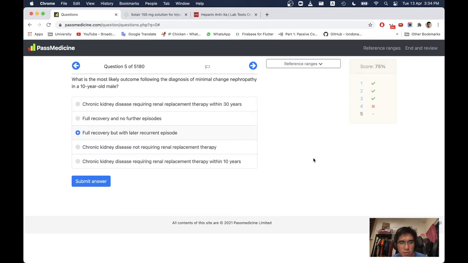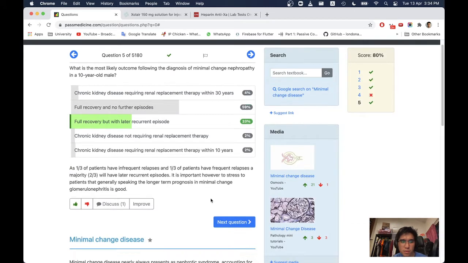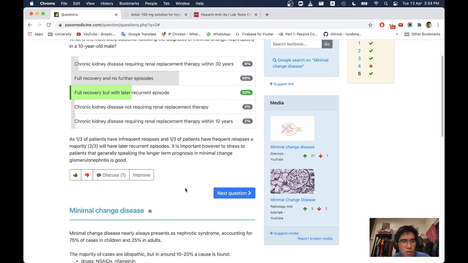Chronic kidney disease, not requiring renal replacement therapy. Chronic kidney disease requiring renal replacement therapy within 10 years. Usually it's full recovery lah, and there's a risk of recurrence as well. So 1/3 of patients have infrequent relapses and 1/3 have frequent relapses, so a majority, 2/3, will have later recurrent episodes. It is important, however, to stress to patients that generally speaking, the longer term prognosis in minimal change glomerulonephritis is good.